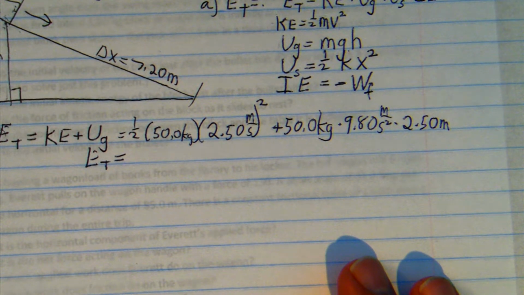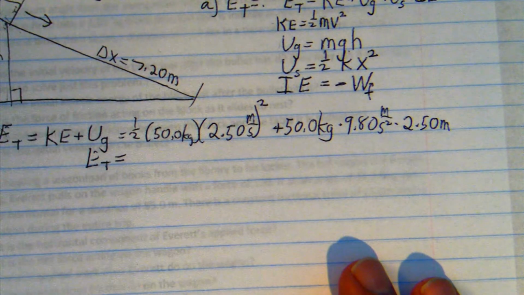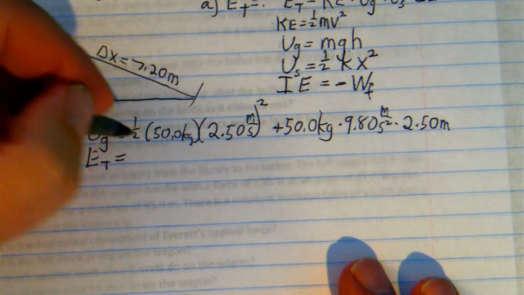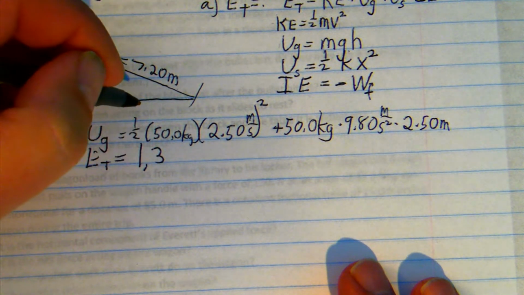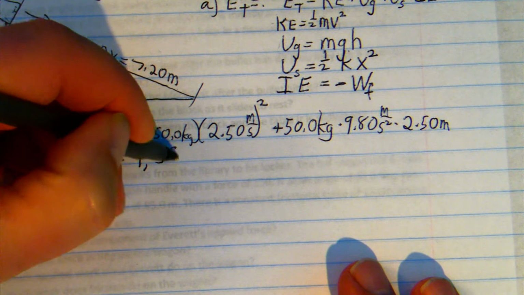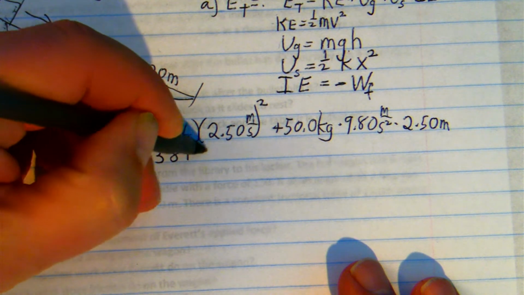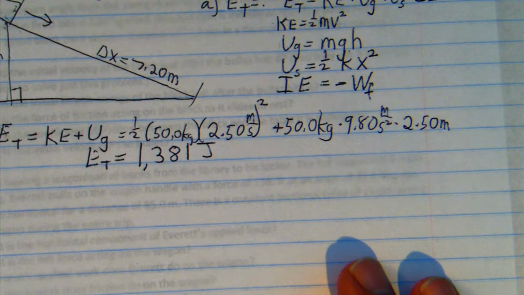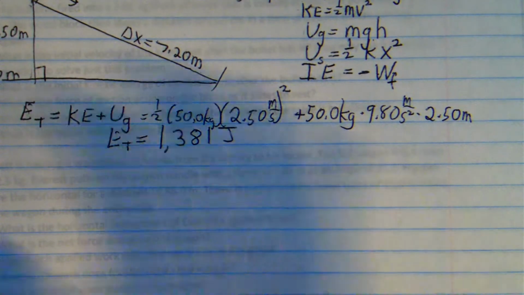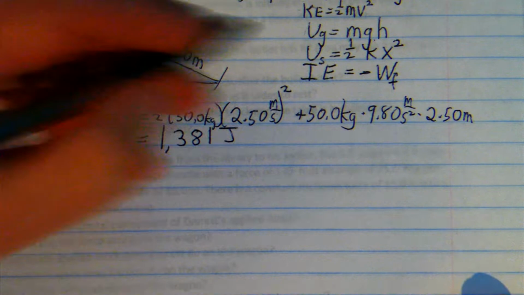So I get 1,381 joules for now. Really, to 3 sig figs, I should round that off to 1380 joules.